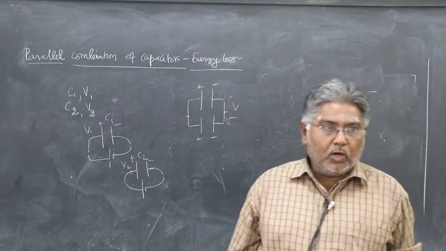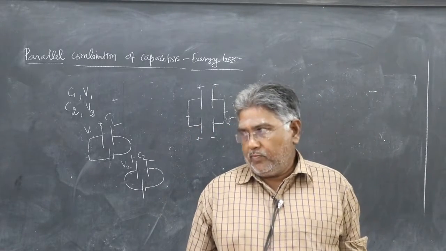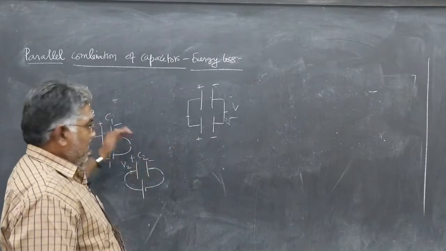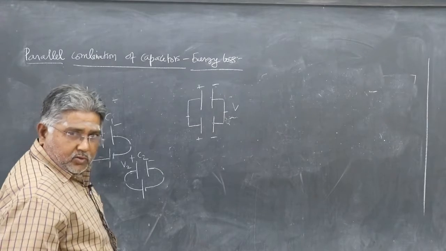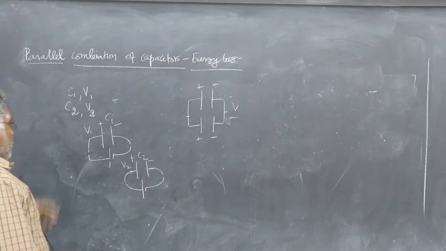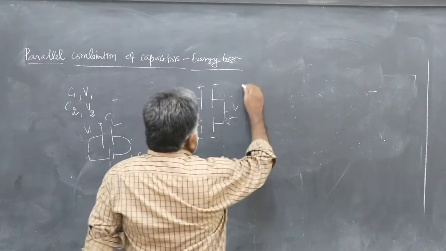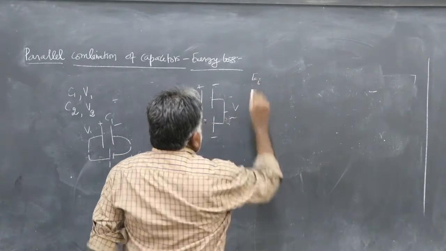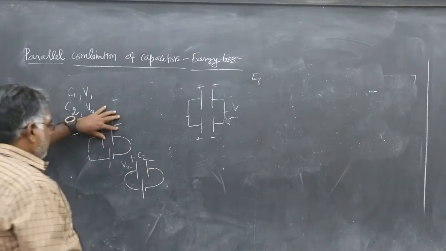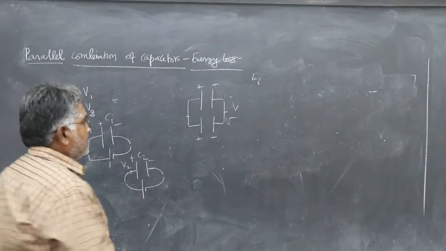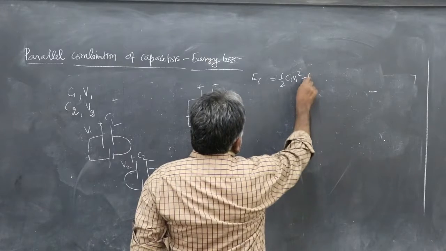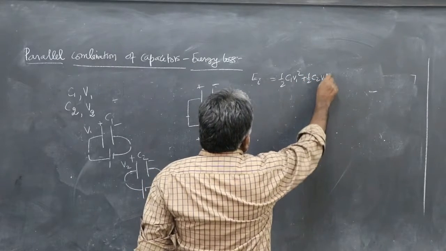First thing we have to find out is what is the energy initially, that is before they are connected together, both the capacitors. That's quite simple. Initial energy, I just use this symbol EI to indicate initial energy. Energy of this plus energy of this, total initial energy: half C1 V1 square plus half C2 V2 square.